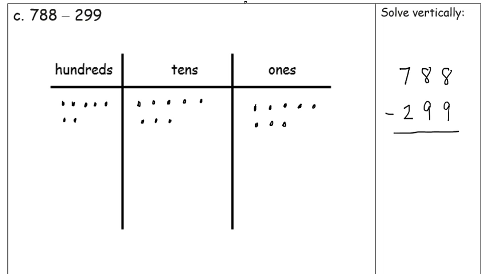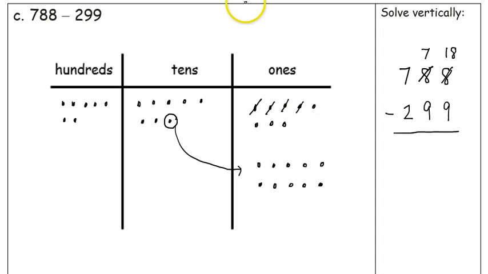Starting in my ones column, I need to subtract 9 ones. I only have 8 ones, so I will need to take one of my tens, decompose it into 10 ones, and I'll show that on the vertical format. So I took one of my tens, that left 7 tens. I decomposed the 10 into 10 ones and combined it with the 8 that were already there. Now I have 18 ones, and I can subtract 9 ones by crossing off 9 discs. So 18 minus 9 leaves me with 9.